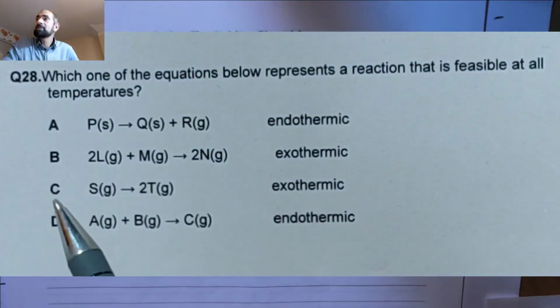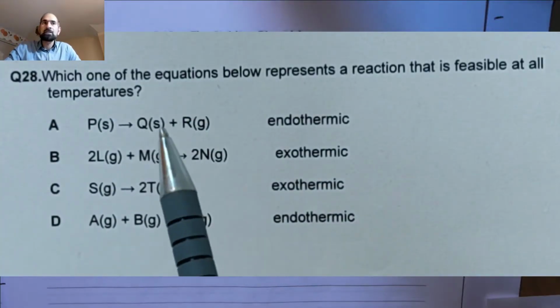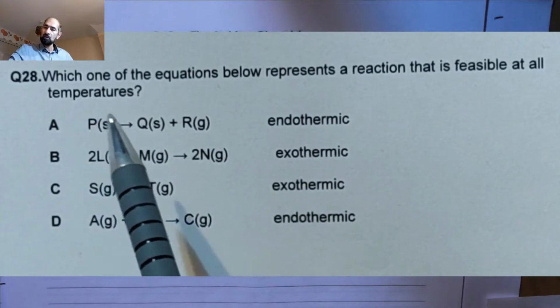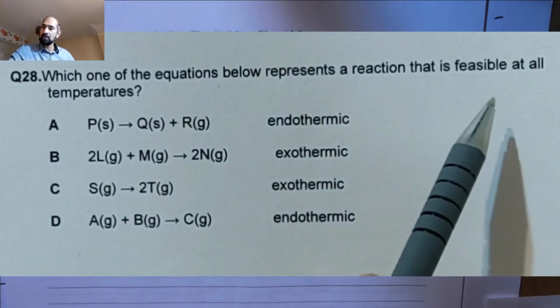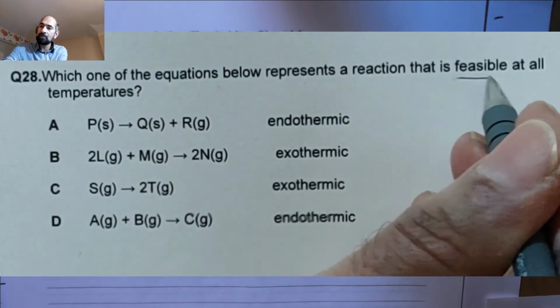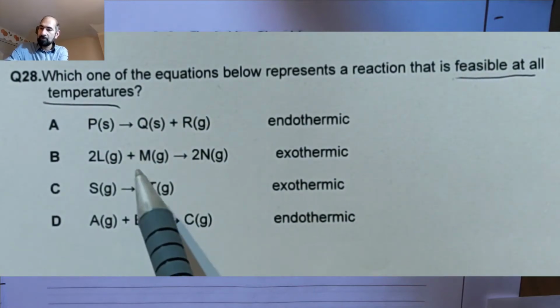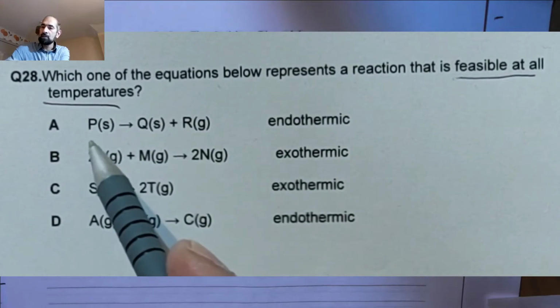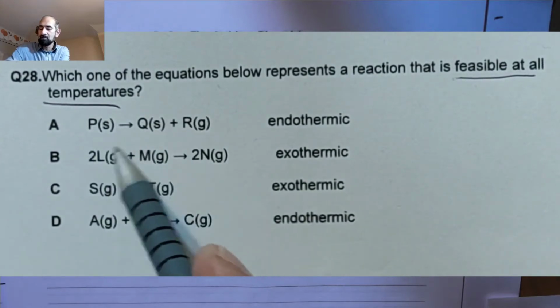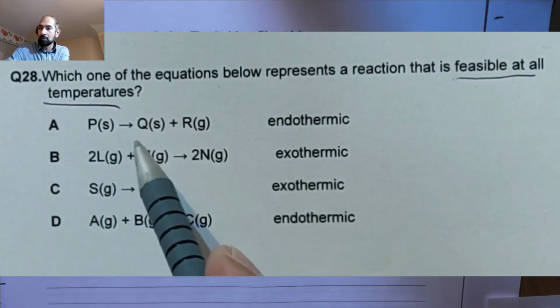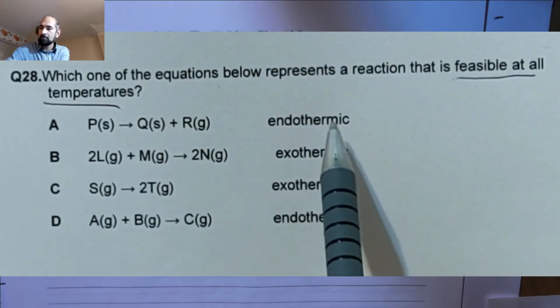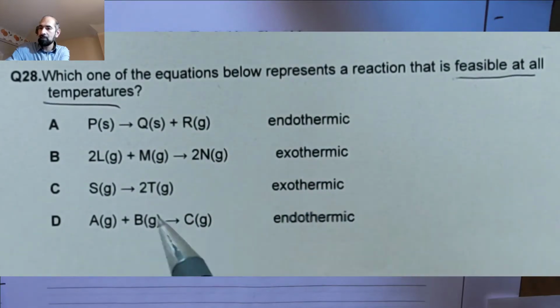So the question is quite simple, as I said. It's which one of the equations below represents a reaction that is feasible at all temperatures, right? And they've obviously given you 4 options, as usual. So obviously it doesn't matter about the reagents, but you do need to look at the state symbols, and the enthalpy change for each reaction. Okay, and so how do you deal with this question?